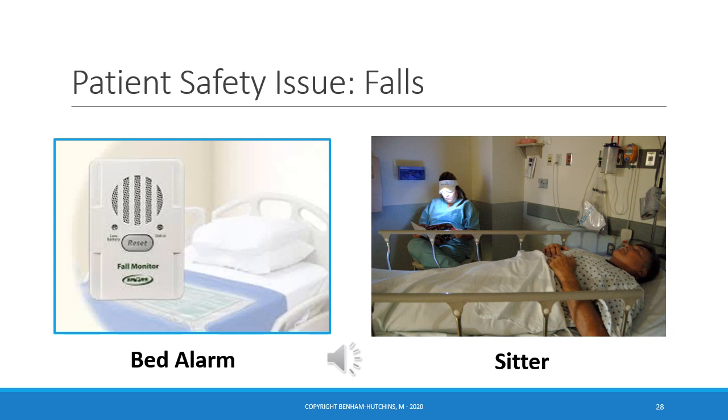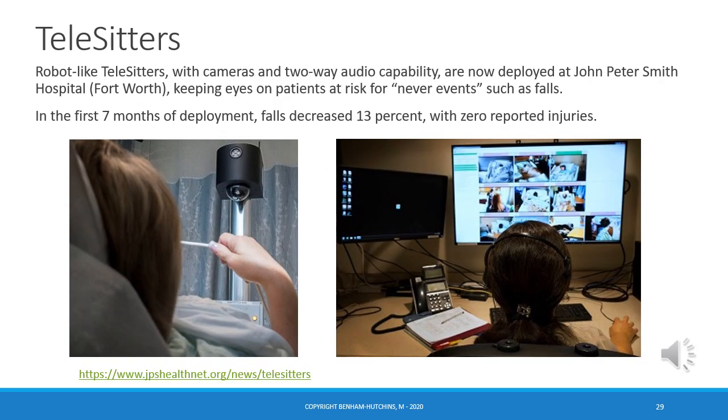So falls are a patient safety issue that has been dealt with traditionally through the use of bed or chair alarms and sitters. Telesitters are now available. They're a robot-like device that has cameras and two-way audio capability. They have been deployed in John Peter Smith Hospital in Fort Worth, and they keep an eye on patients that are at risk for things such as falls that are considered never events. They should never happen. In the first 7 months of deployment, falls decreased by 13% with 0 reported injuries.